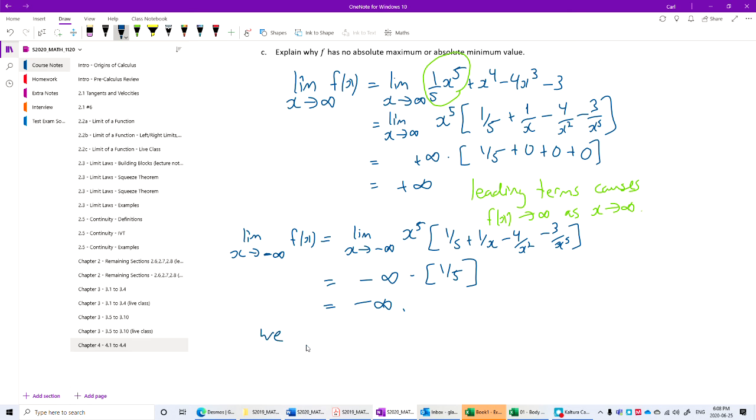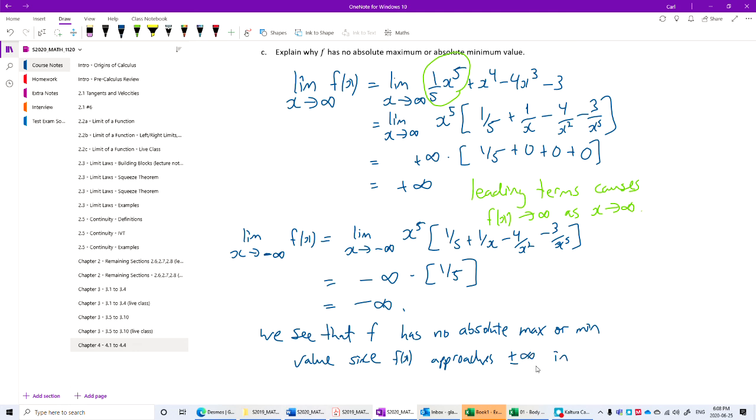So we see that f has no absolute max or min value since f of x approaches plus infinity in one direction and negative infinity in the other direction.